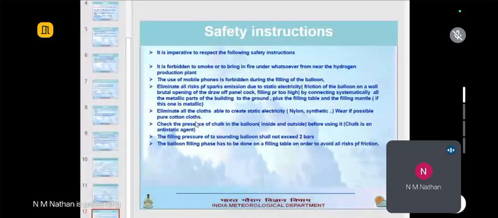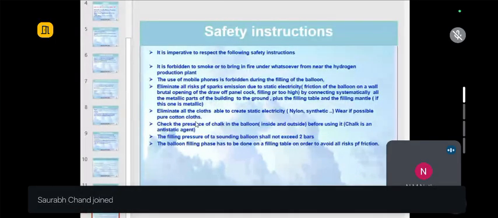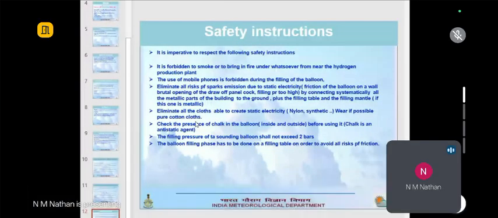You have to strictly avoid those things, and you should not permit any person to carry cell phones, etc. Okay, so that is a very risky one.